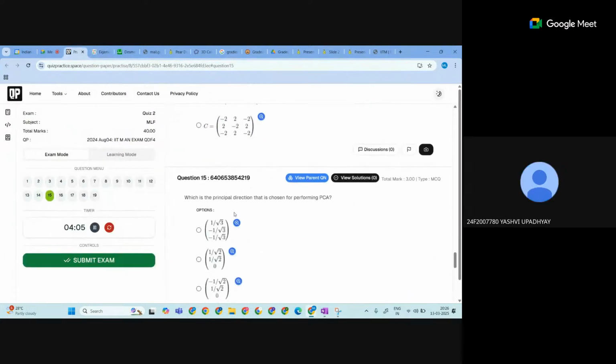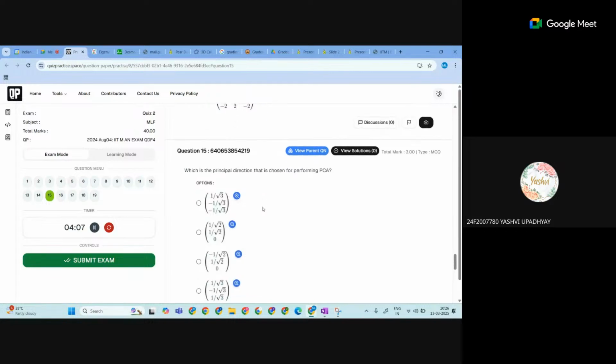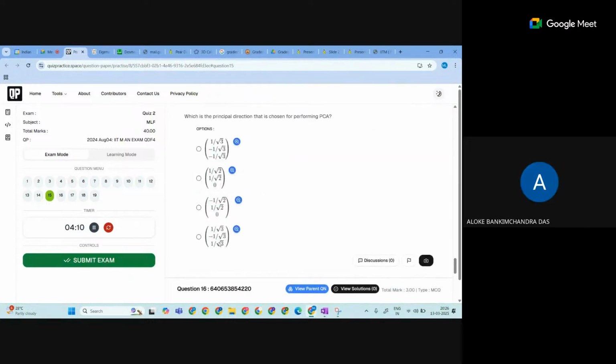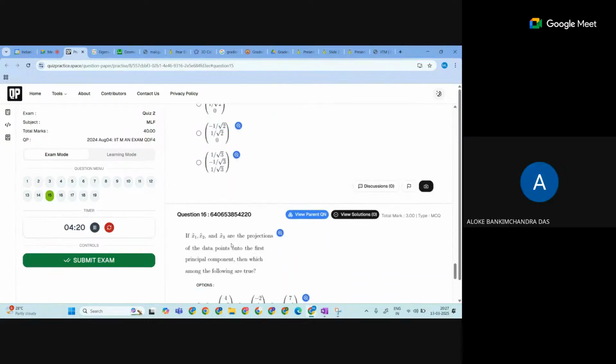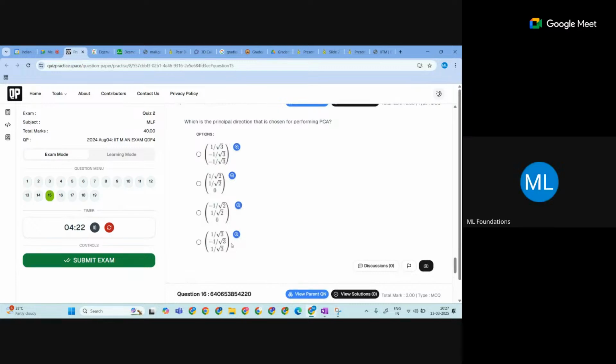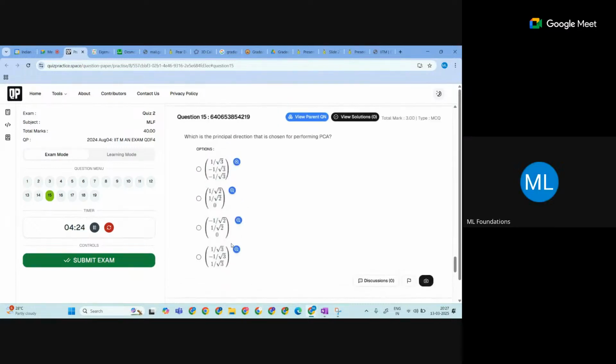So it is the last option, because we have to normalize it. Correct. So this is going to be the fourth option. This one is the main vector. And what about the other vectors, sir? The other eigenvectors corresponding to 0 are not our principal direction.